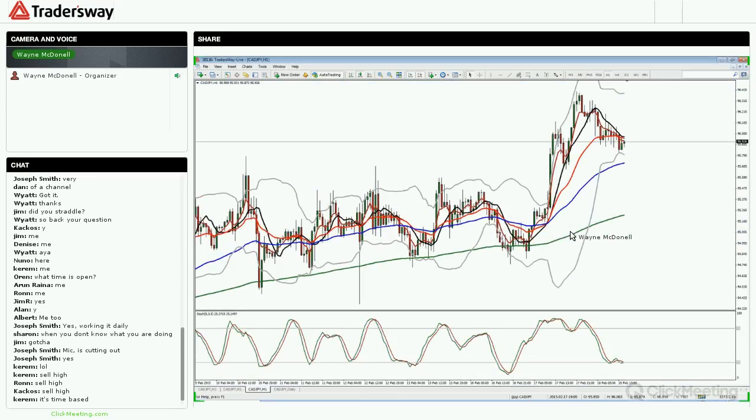Yeah, you just choose your price, Kareem. Choose the time when you want it to expire. If you're 1 pip right, you get paid everything.